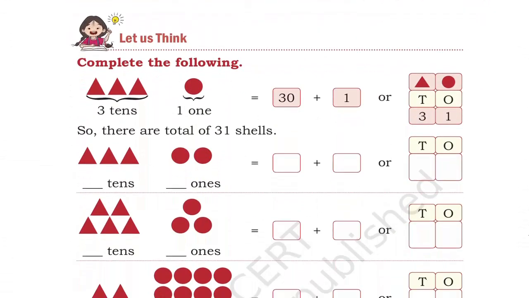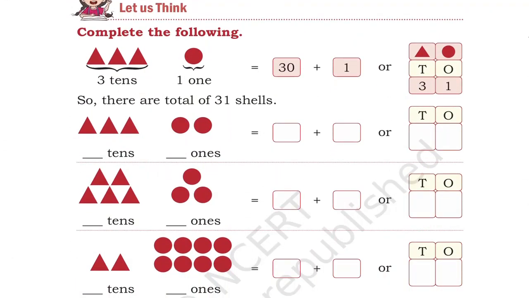Okay. Let us think. It says we're supposed to complete the following. Triangles, we have 3 tens and there is 1 one. How are we going to write it? These are tens. So how many units are there in these three tens? Since one ten contains 10, so this makes 30, right? And this is 1. So 30 plus 1 makes it 31. Similarly, we have to do the rest of these as well.